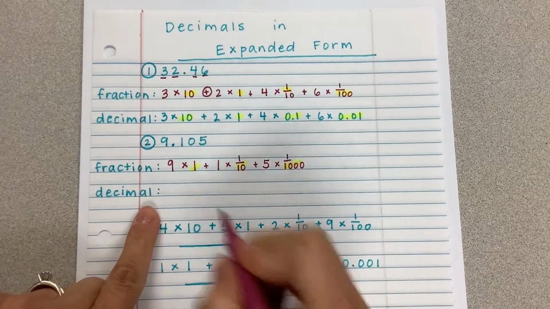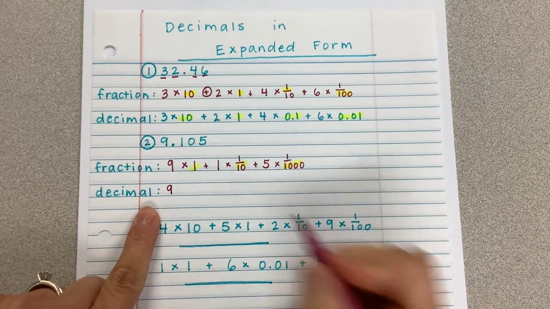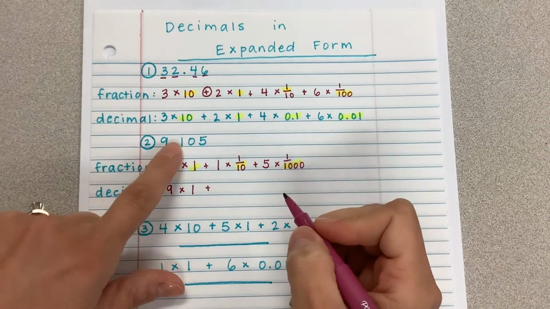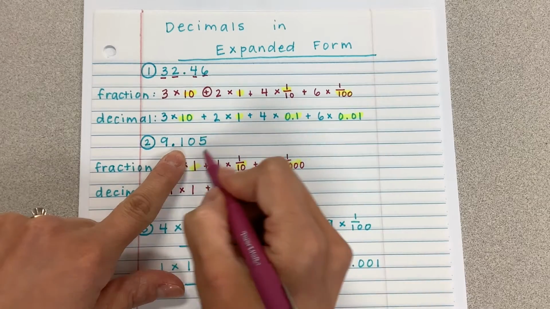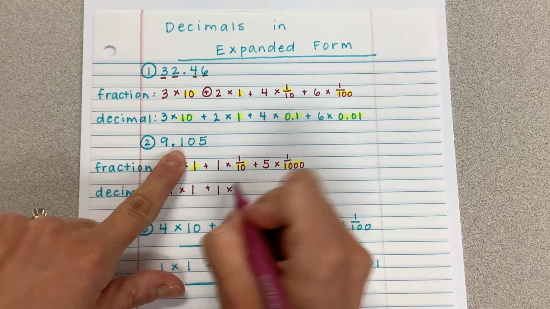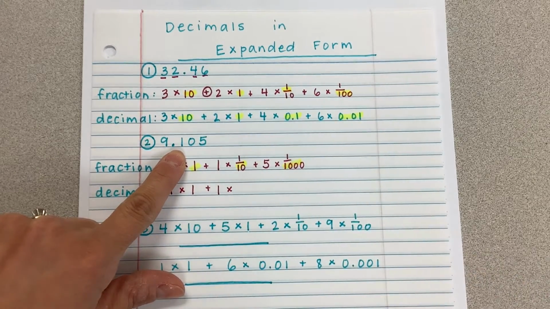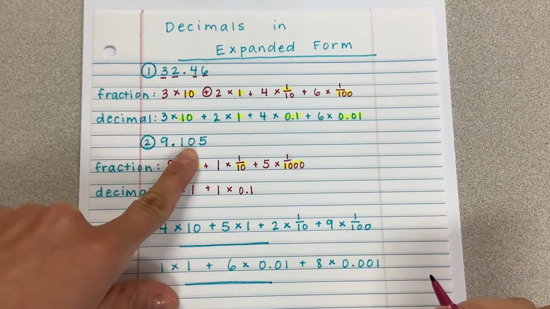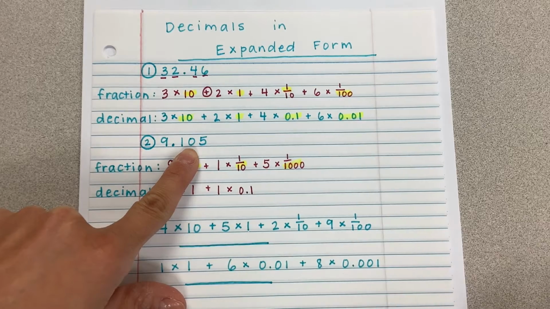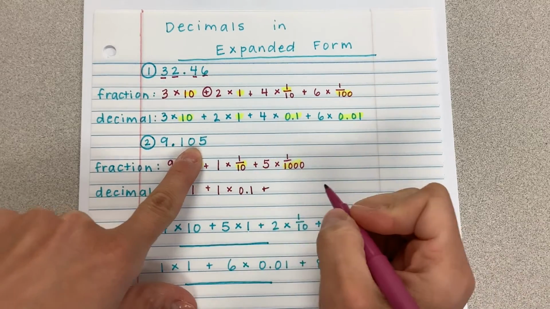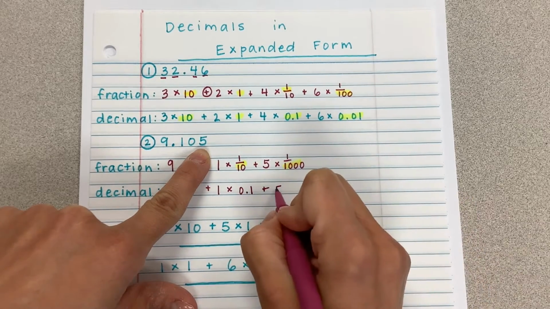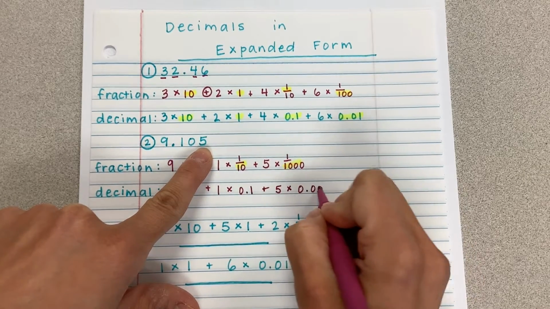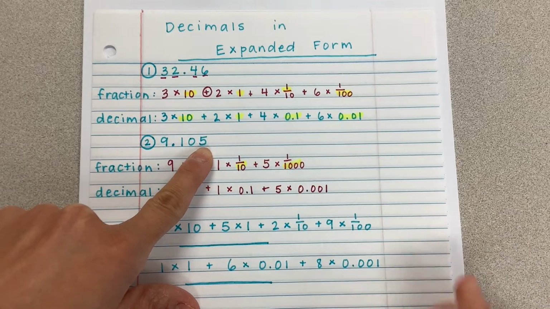Now we're going to do it in decimal form. Remember, our whole number stays the same. So 9 times 1, we already know that. That is 9. Now we're going to start over here with our decimal part. So I'm going to take my 1, I'm multiplying it by its place value, which is 1/10. I don't have anything for the hundredths, so I'm going to leave that alone. Then I'm going to do my last digit, which is 5, and I'm going to multiply it by its place value, which is 1/1000.